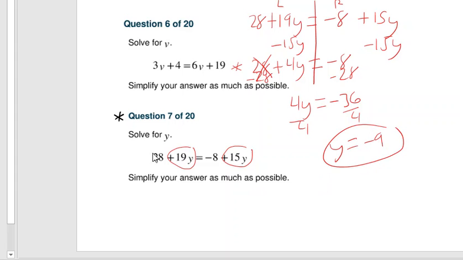Negative 9 is what makes this equation true. If you take 28 and you add 19 times negative 9, that is going to be equal to negative 8 plus 15 times negative 9. Negative 9 is what makes this equation true.